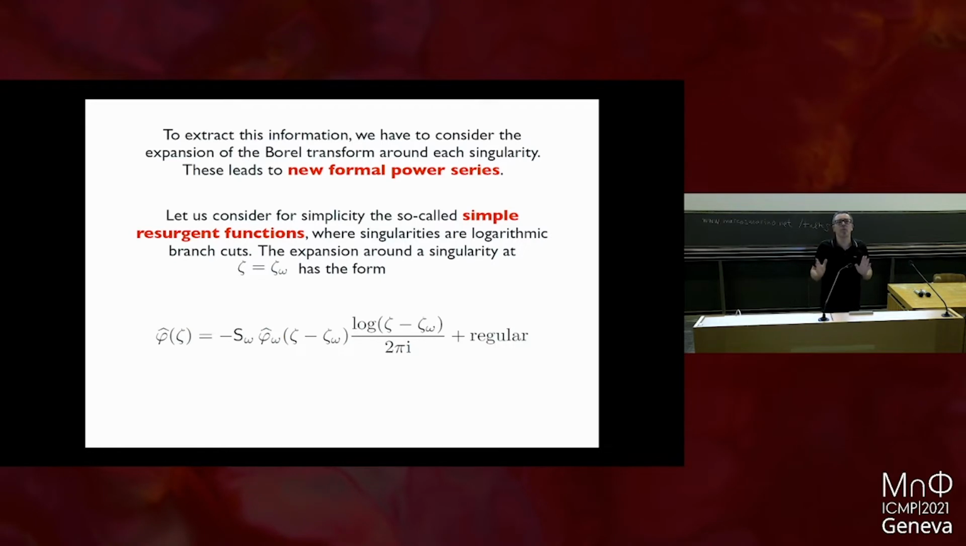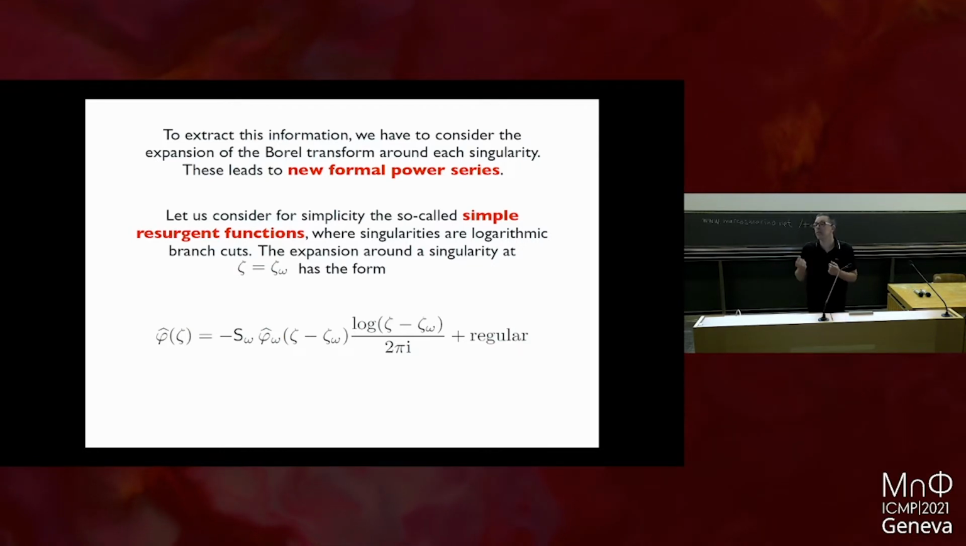So simple resurgent functions are the simplest family of Borel transforms, in which all singularities are logarithmic branch cuts. If you have a logarithmic branch cut around a singularity located at zeta equal to zeta omega, and you expand the Borel transform about the singularity, you will get a logarithm multiplying a formal power series which has a finite radius of convergence.